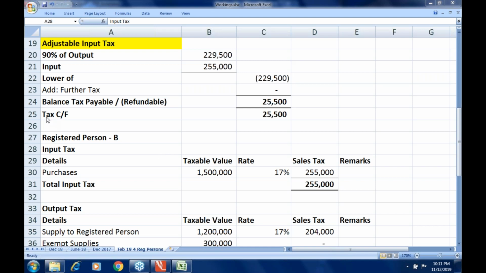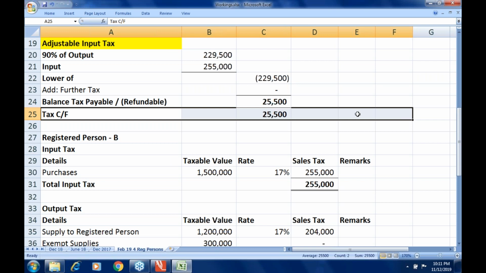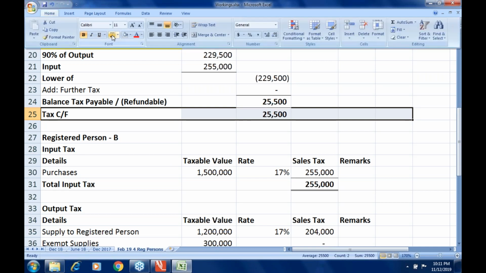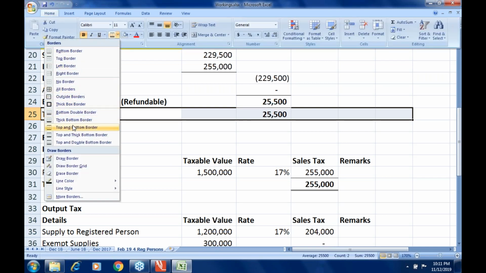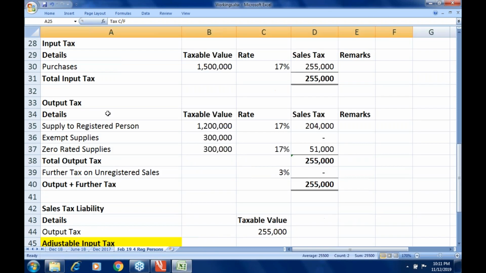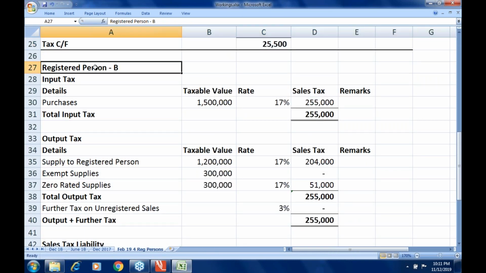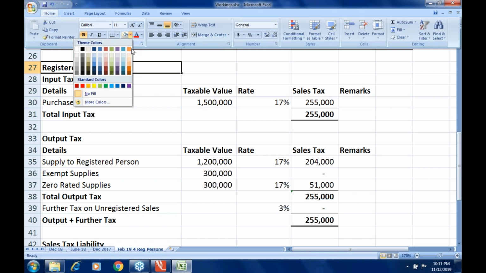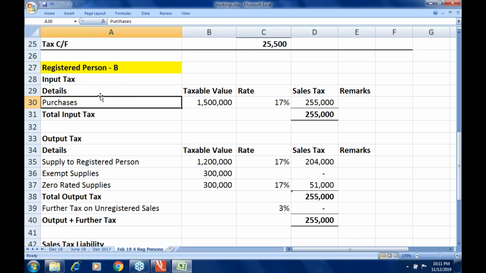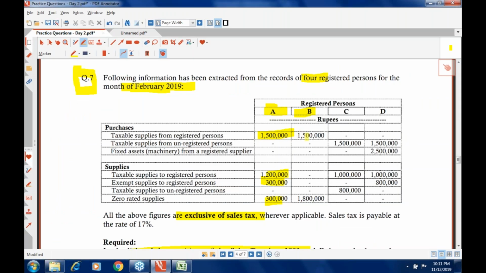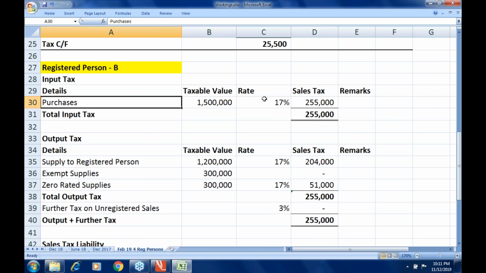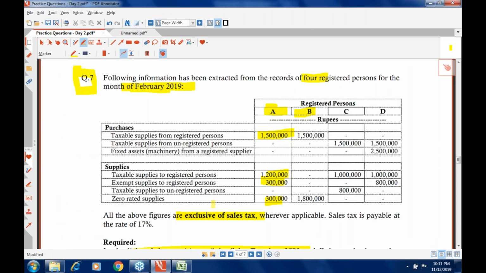Okay, now let's talk about the registered person B, how things are going to move with respect to registered person B. Let's try to understand. With respect to registered person B, the first thing is there is actually an input of 1.5. So we mentioned that in here. Then it says zero rated supply of 1.8 million.